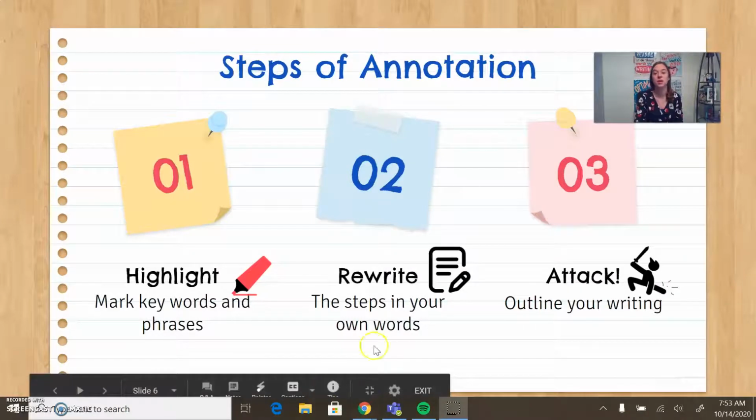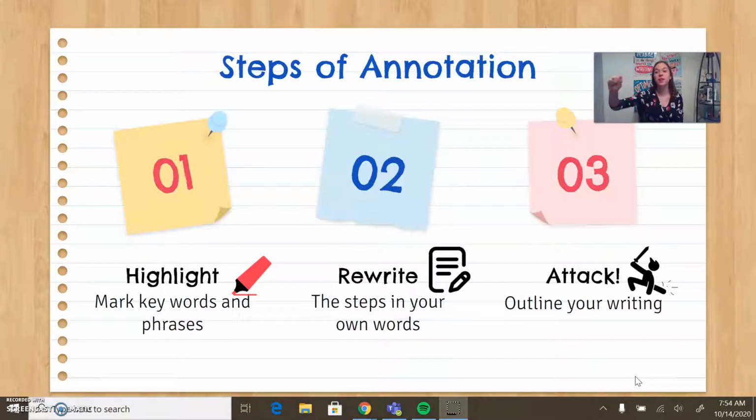So let's bring back this blast from the past. I know we saw this at the very beginning of the year. There are 3 steps that you need to do when you see a prompt, and this is how I remember them. First, you highlight, then you rewrite, and then you attack. You are welcome to do that dance for any member of your family, pets, siblings, whoever. If we were in the classroom, we would be really dancing, so practice on your own. Great. Okay, so guys, here are what the 3 steps mean.